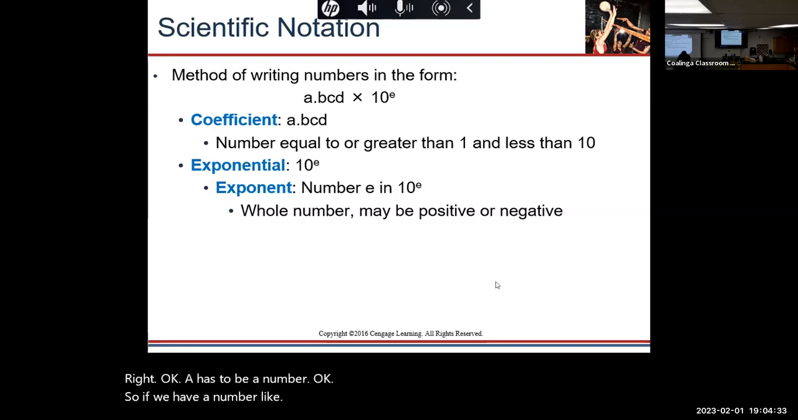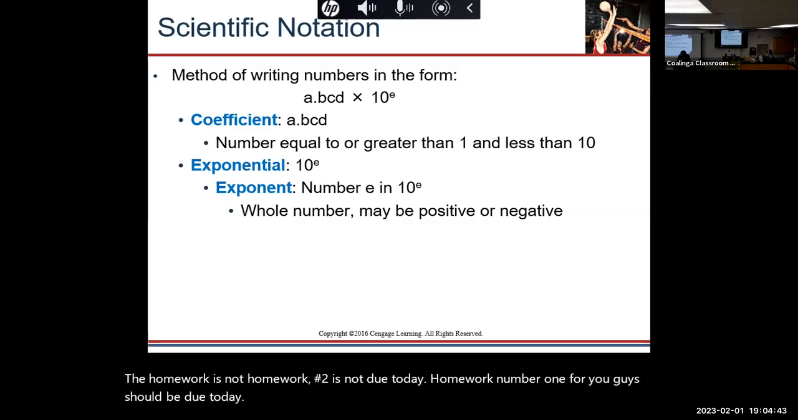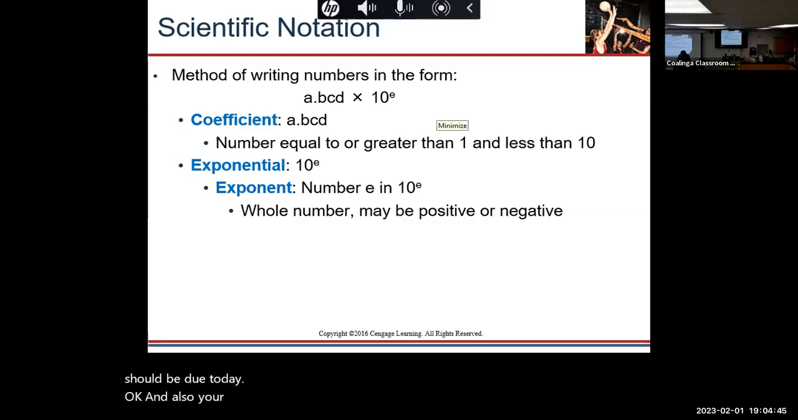That's right, Chris. Homework number two is not due today. Homework number one should be due today. And also your lab is due today. The safety lab doesn't return the same, right?